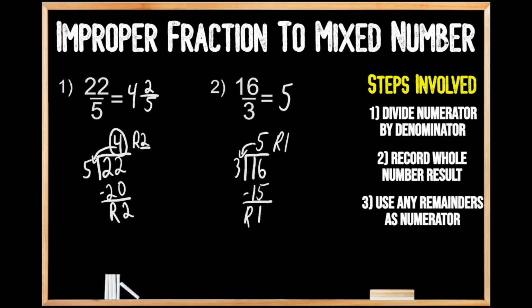And then we'll remember that step number 3 is to use any remainders as our numerator. So we had 1 remainder, so our numerator for the fractional part of our mixed number is 1. The denominator hasn't changed, it's still in thirds. So when we convert the improper fraction 16/3 into a mixed number, we get 5 and 1/3.